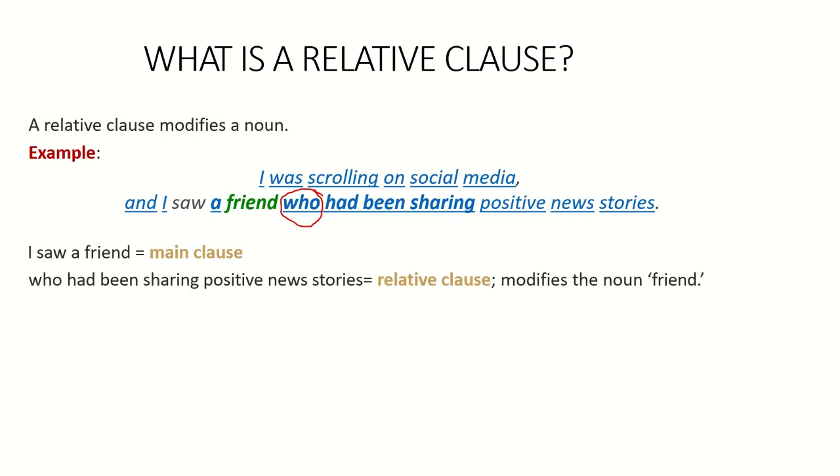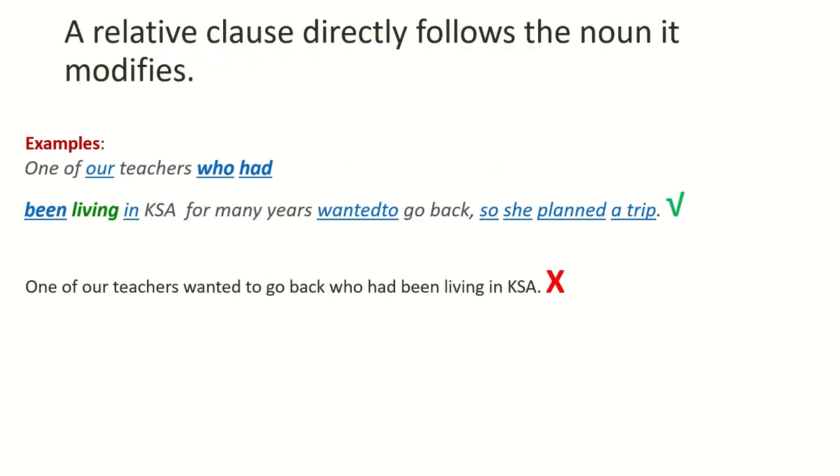It modifies the noun. Which noun does it modify? It modifies the noun that comes before. Okay. A relative clause directly follows the noun it modifies. So one of our teachers who had been living in KSA or Saudi Arabia for many years wanted to go back, so she planned a trip. So, one of our teachers, who came directly after one of our teachers.